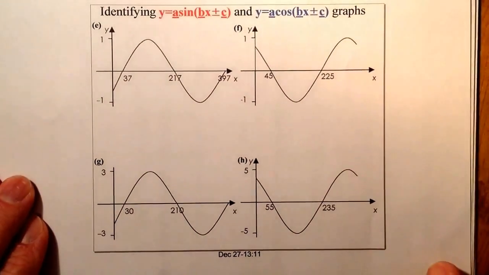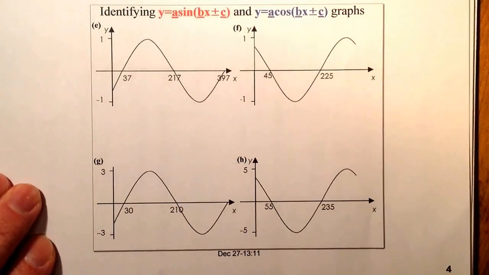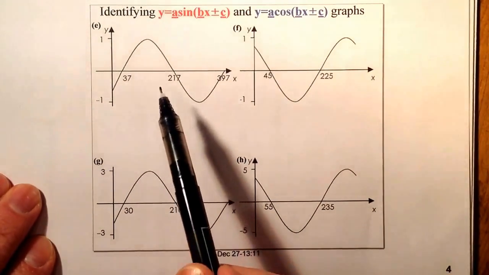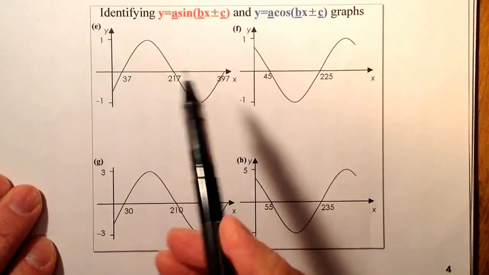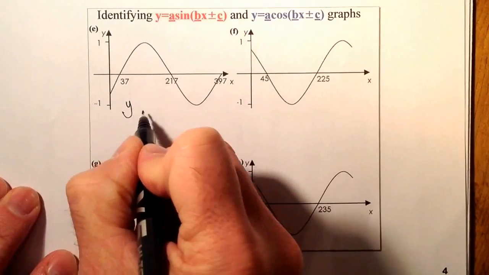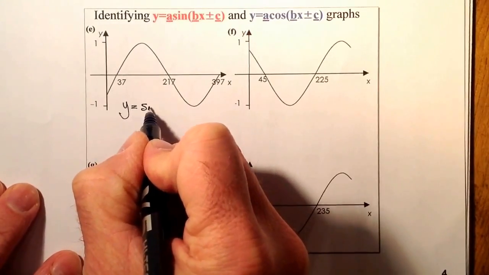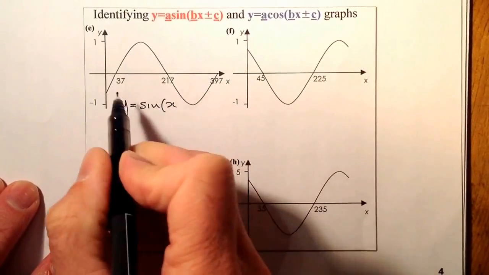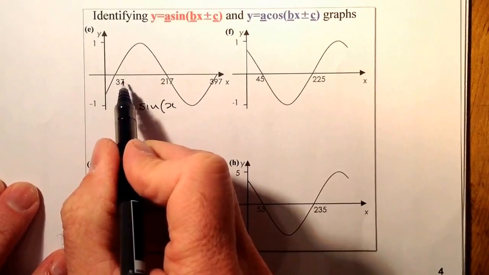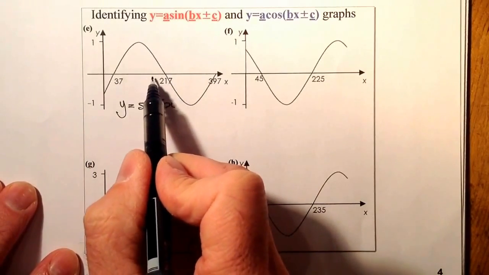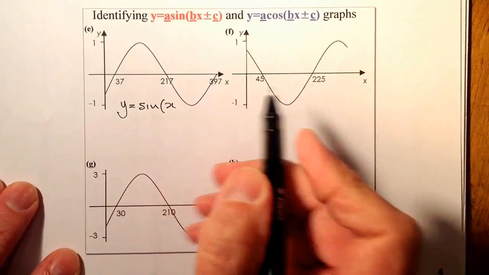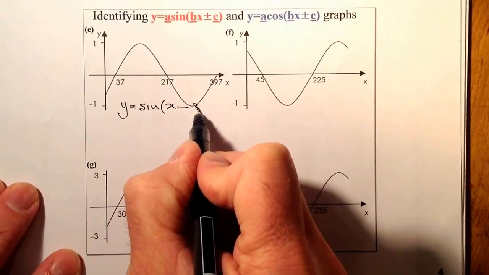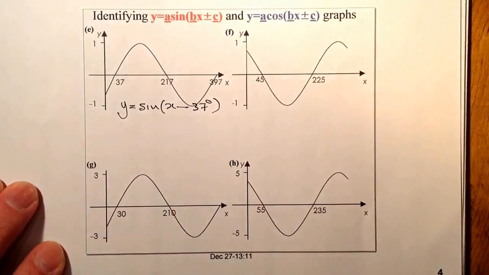Right, let's have another look at some of these ones. What we've got here is I've moved the graph, looks like 37 degrees. It's normally a sine graph, so this one would appear as y is equal to sine x, and I think I've moved it 37 degrees to the right. Let's check it here as well. That's usually 180, 37 degrees to the right, yep. So that's going to be minus 37 degrees because it's moved to the right hand side.